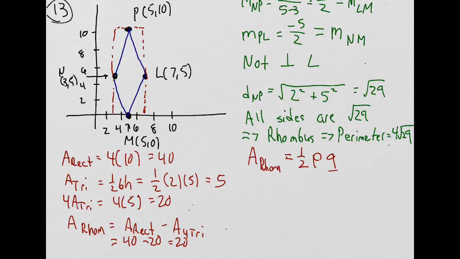Okay, so there's one diagonal right there. I'll do a different color. Okay, there's one diagonal right there, and there's the other diagonal right there. Those are pretty easy lengths to get in this case. So that's why this method is way easier.